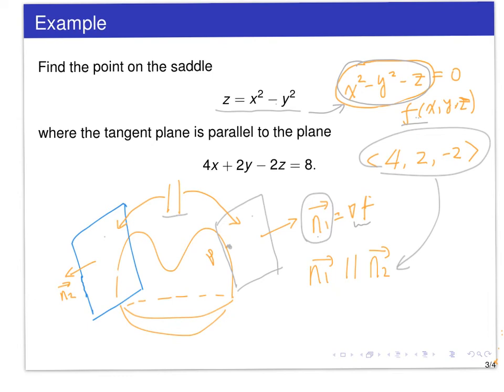So what's left is to calculate the gradient, collecting the three partial derivatives. You have 2x, minus 2y, and minus 1. And that's the normal N1. To make sure these two vectors are parallel, you just set the ratios equal. You can find x, y, which are the x, y coordinates of this point P, and then you move on to use the equation to find z.